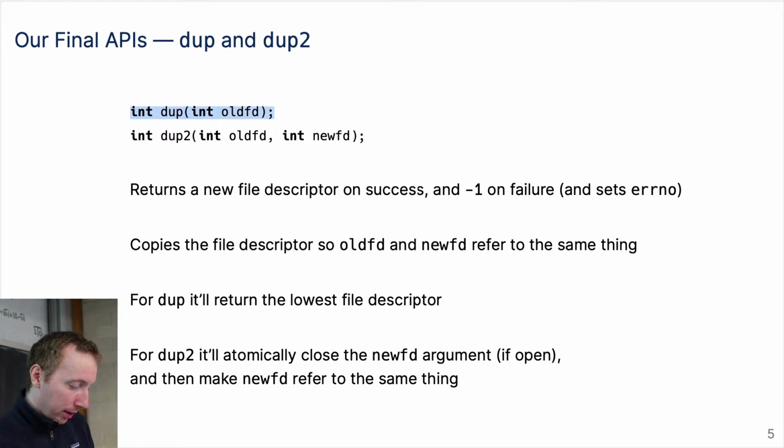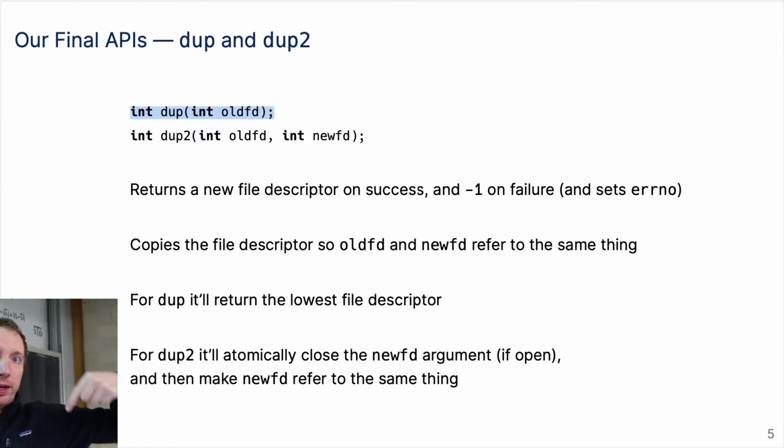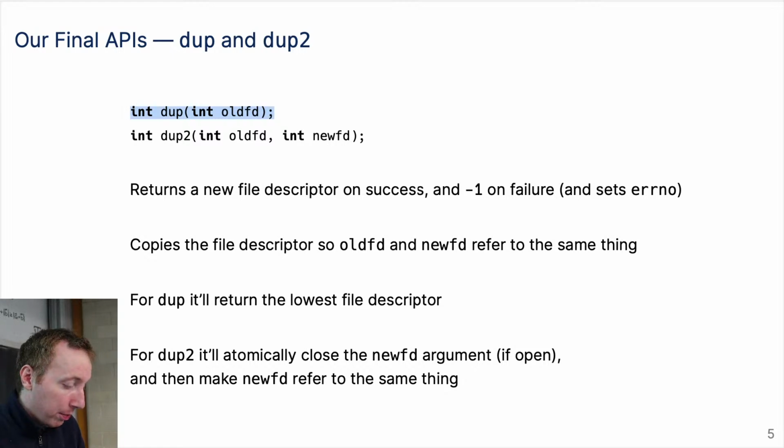So in the dup version, we just copy. We take the old file descriptor and we get a new file descriptor back, and both old and new are pointing at the same thing. But in the dup case, we don't get to pick what number that is. And in the dup2 case, we do. So dup2 is also going to be atomic.